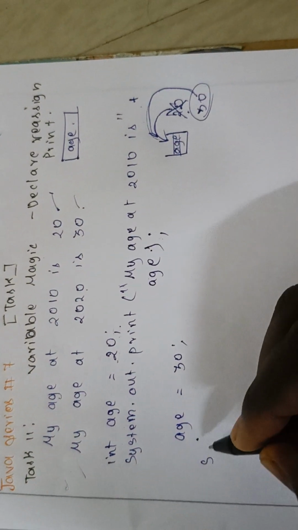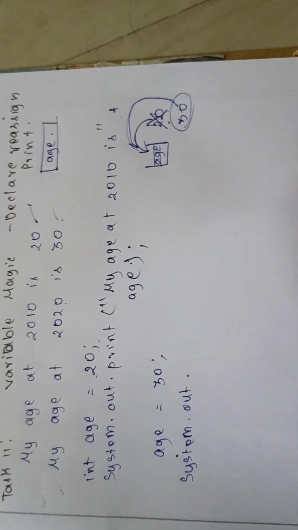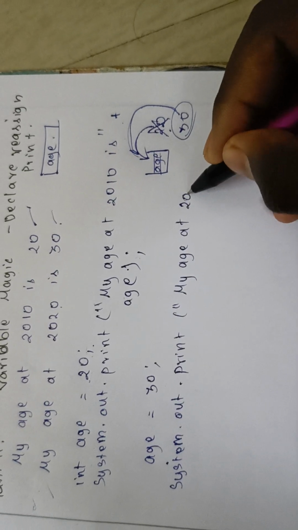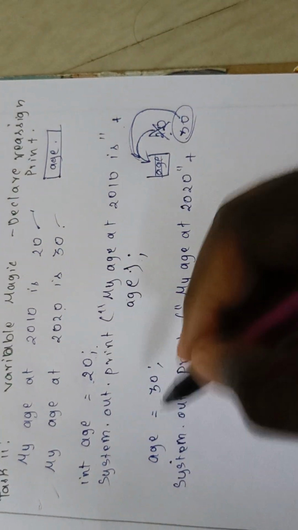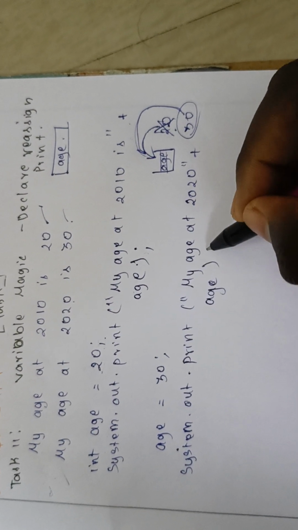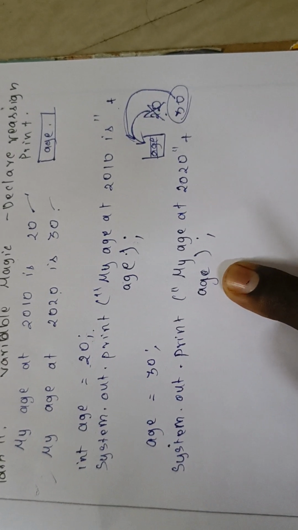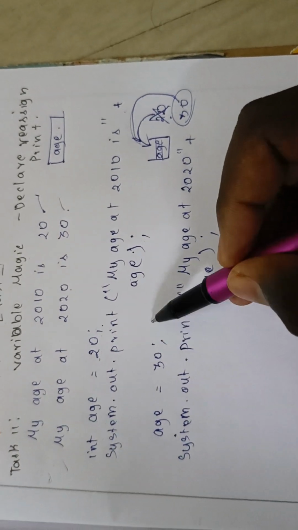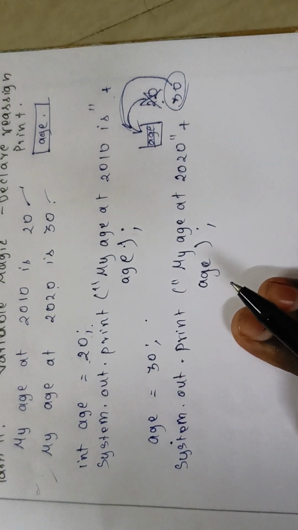Now we have to write the statement. System.out.print, "My age in 2020 is ", close this, and plus age, with a semicolon. Now your age is updated. So now if you call the age, it will print only 30. The 20 will be erased. So the age is now updated.